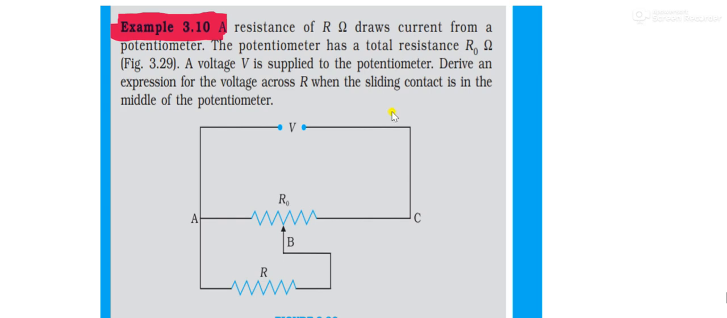Hello student, today we are going to see NCERT example problem 3.1. It is from class 12 physics, from the third chapter. If you want all the problems, you can go and see them in my playlist. First we will see what the question is.